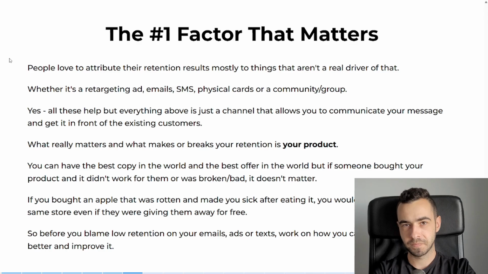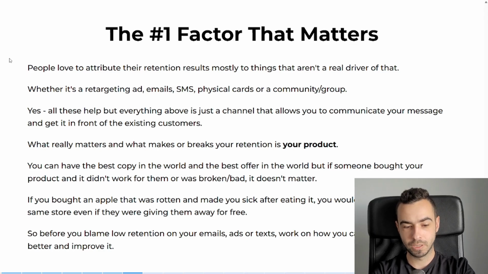it doesn't really matter. A simple example is that if you bought an apple that was rotten and it made you sick after eating it, you wouldn't come back to the same store even if they were giving away the apples for free. Because you know that even if they are free, so what? It's not going to make your life easier, it's going to make your life even worse, right? Money aside. So this is really just something to keep in mind.